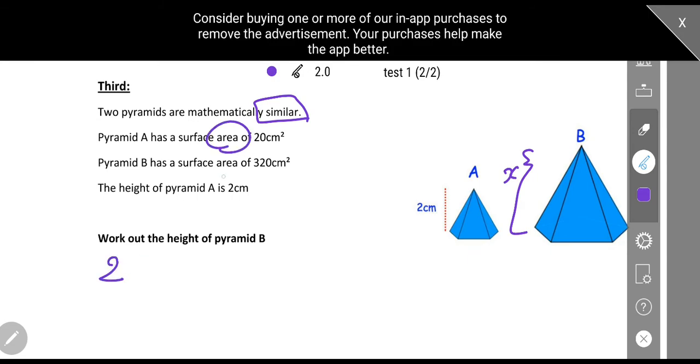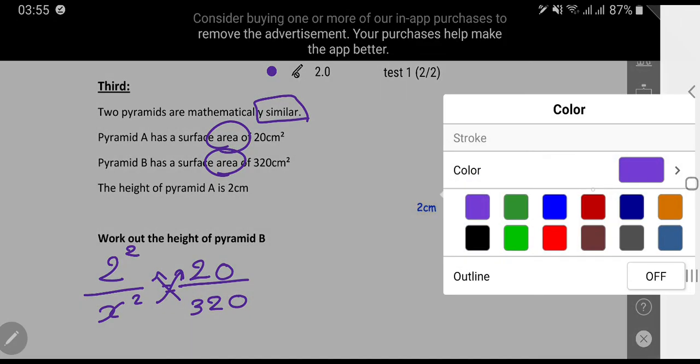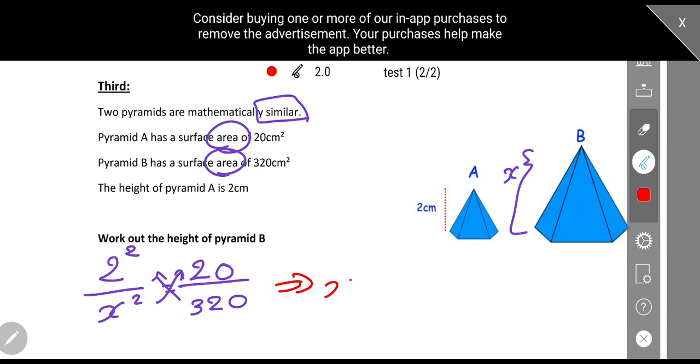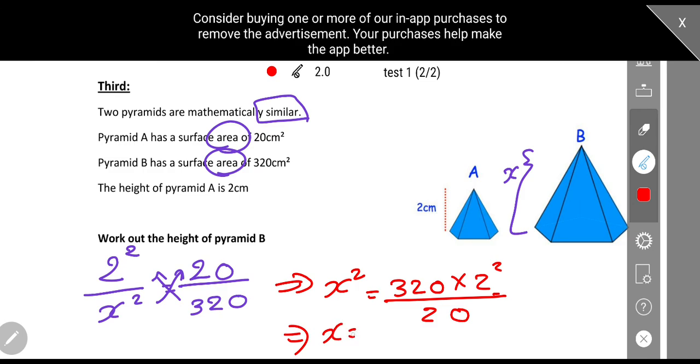We are talking about surface area, so squared: 2 squared over x squared equals 20, which is the area of the small pyramid, over 320. Cross multiplying, from here x squared will be 320 times 2 squared over 20, which is 64, so x will be 8.